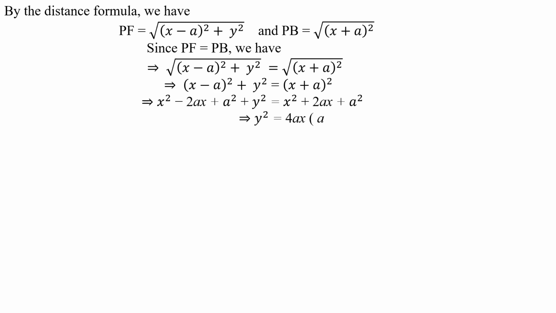This implies y² = 4ax, a greater than 0, because on both sides the x square terms get cancelled. Yes or no, my children? The x square terms get cancelled.